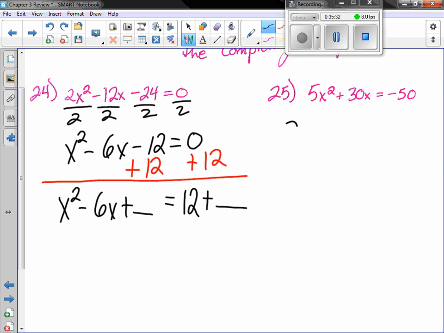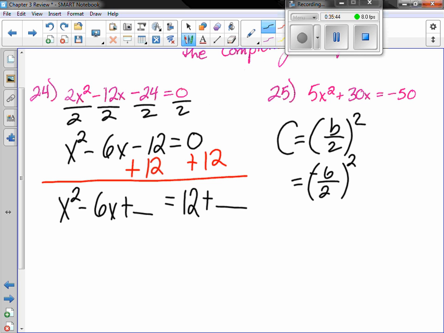Now at this point here, we still need to find the value of c, which is going to be b over 2 squared. Well, the value of b is negative 6. Well, negative 6 divided by 2 would be negative 3, and negative 3 squared is 9. Now 12 plus 9 would be 21.